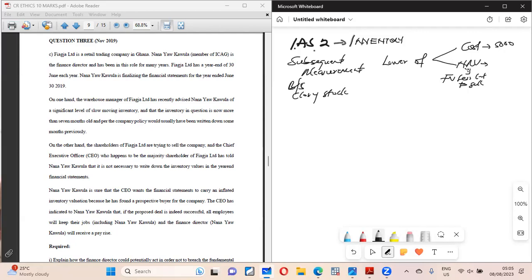So net realizable value simply means fair value less cost to sell. What is fair value? The price you can obtain in the market minus any cost incurred in obtaining that price, or selling the thing. All right, so let's say our net realizable value is 4,000. What do you think our closing stock would be? The 4,000. Okay, it's the 4,000.